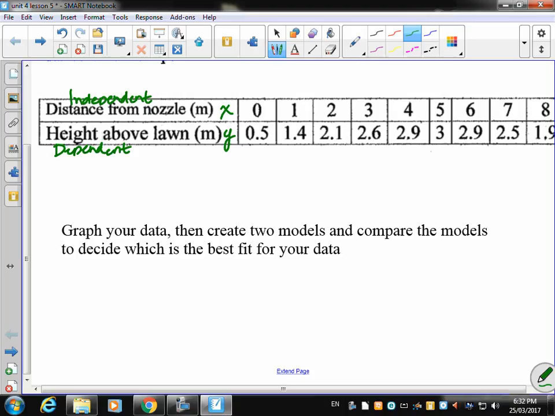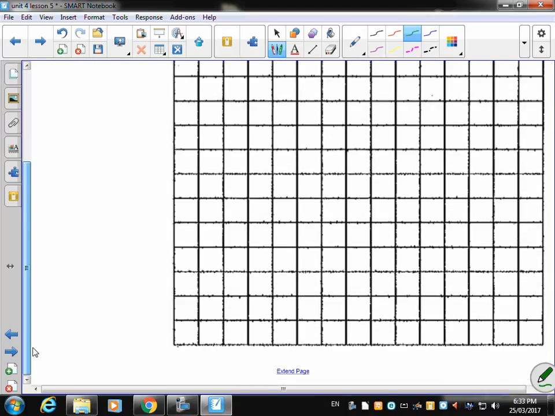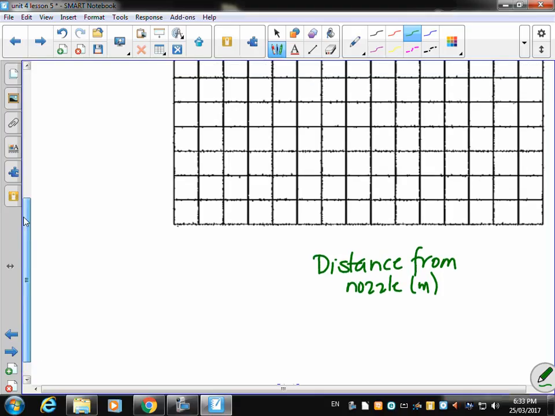So we want to graph this data. We want to have distance from the nozzle across the x-axis. So distance from nozzle, and this is in meters. So as I construct my graph, I'm thinking about the domain and the range. So I don't need negative values, so I can put my axis right in the left hand corner.